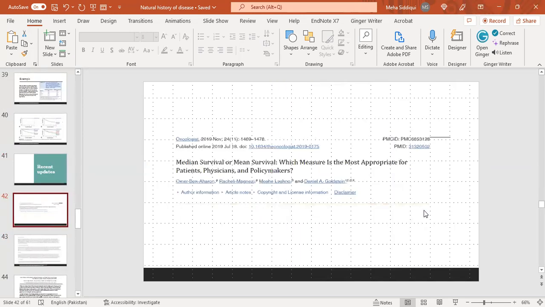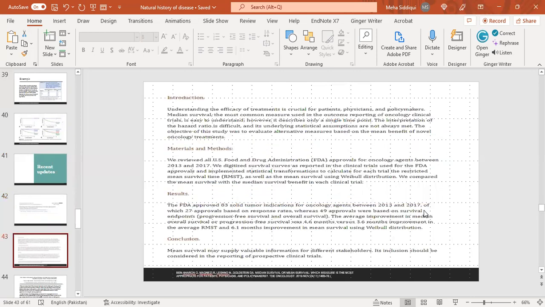Now, recent updates. This is an article titled Mean Survival or Median Survival: Which Measure Is Most Appropriate for Patients, Physicians, and Policymakers. According to it, median survival is the most common measure used in the outcome reporting of oncology clinical trials and is easy to understand. However, it describes only a single time point, so the interpretation of hazard ratios is difficult and its underlying statistical assumptions are not always met.